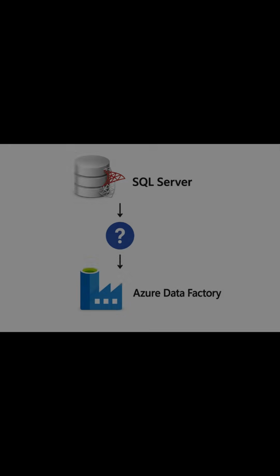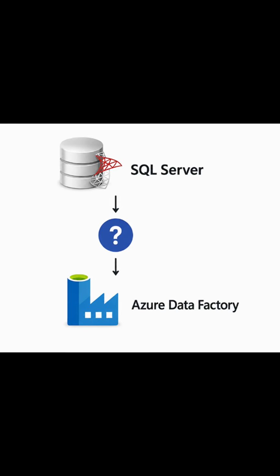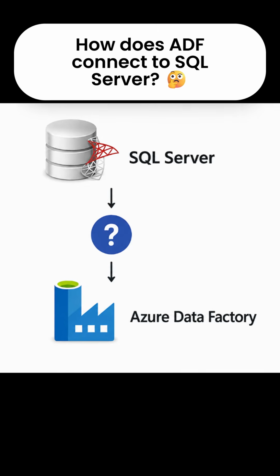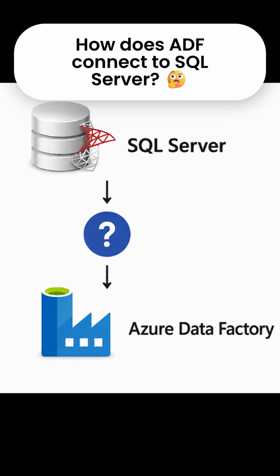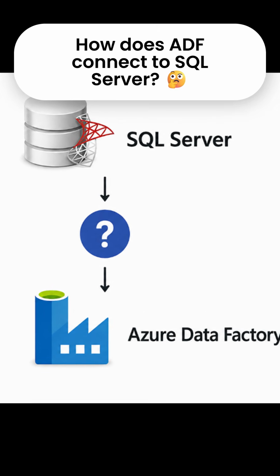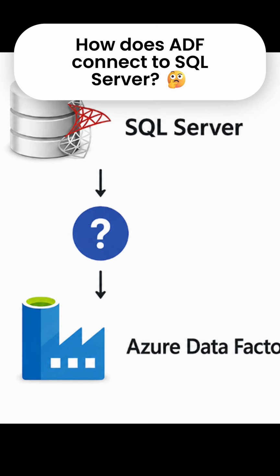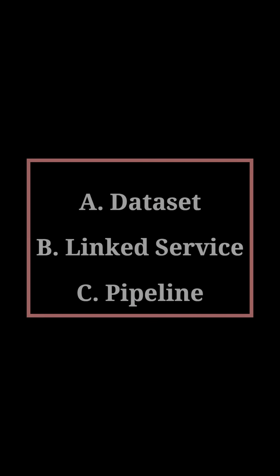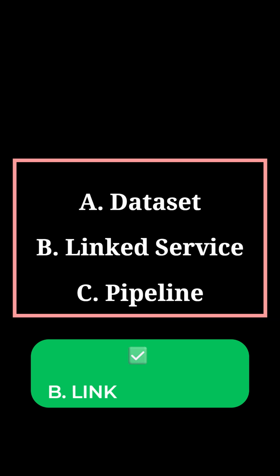Imagine that you have a SQL Server database and you want Azure Data Factory to read data from it. But here is the question: how does Azure Data Factory know where your SQL Server is and how to connect to it? Take a moment and think about it. Would you use a dataset, a linked service, or a pipeline? The correct answer is a linked service.